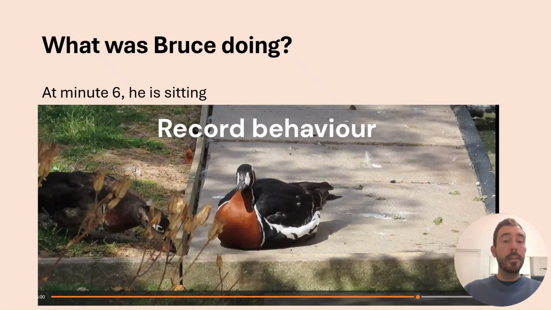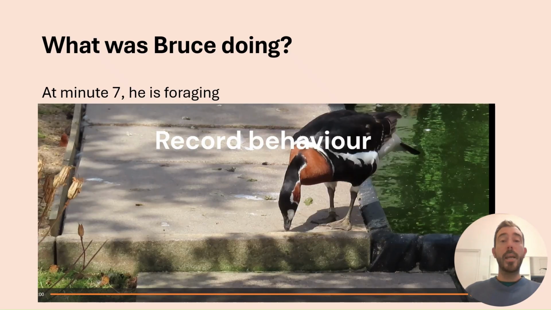At minute 6, Bruce has just sat down. His head and neck are not raised up. He's not actively scanning the environment. He's just sat there. I don't know why, perhaps waiting to see what other birds might be doing around him before he moves on to a new behaviour. So this behaviour at minute 6, Bruce is sitting. And our last behaviour in this 7-minute observation period, Bruce goes back to foraging. He's pecking at the substrate, looking for any tasty treats that have been scattered. So the last behaviour at minute 7 is foraging.